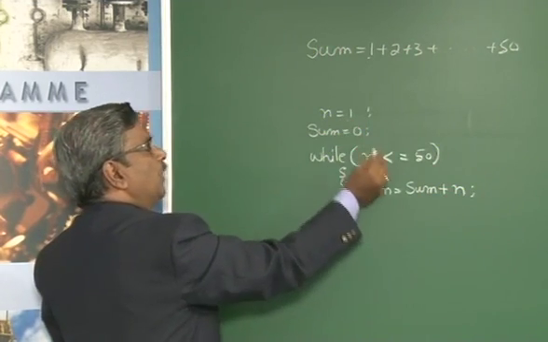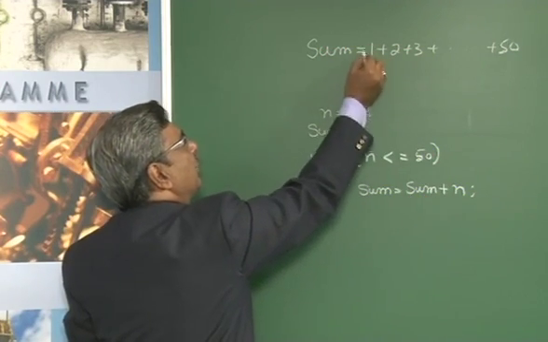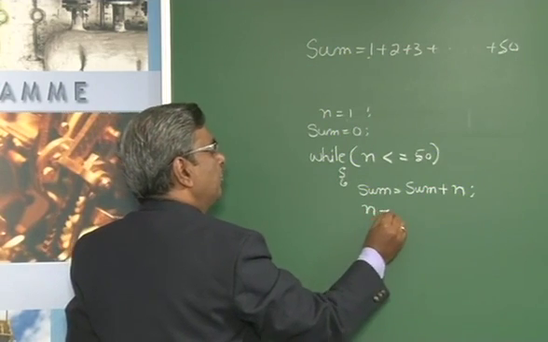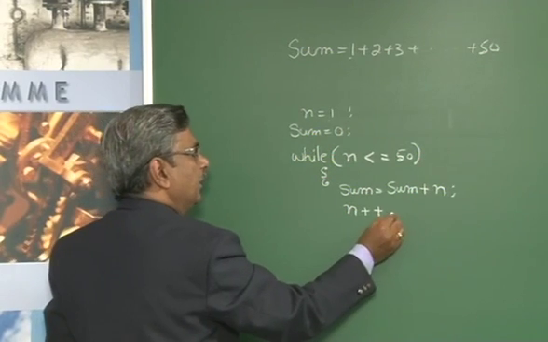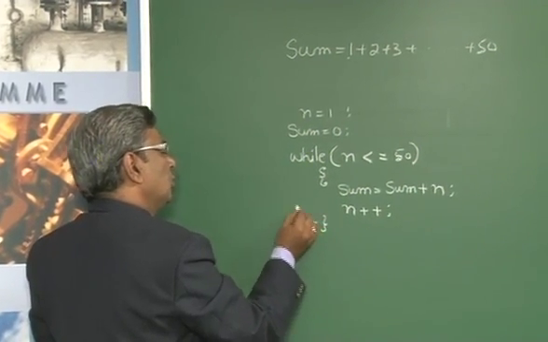Initially n is 1, so sum is 0 plus 1, and we get the first value stored in the variable. Now we will increment the value of n: n plus plus, which is nothing but n equal to n plus 1. Instead of writing it like that, you can also write it like this. Then close this bracket, and control goes back.